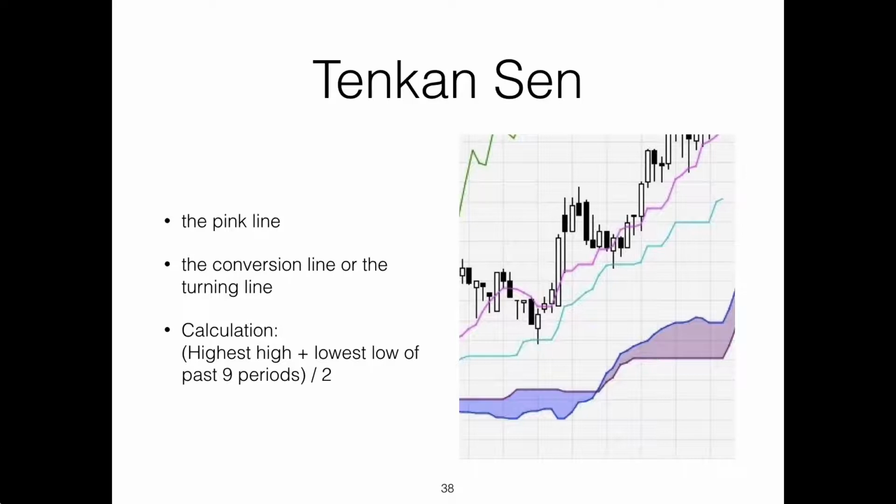The Tenkan-sen line is the pink line in the make trade charts. Note that these lines may have different colors in other charts. What we will use for this webinar are the charts from make trade. The Tenkan-sen is the pink line. It is the conversion line or the turning line. It is calculated by taking the highest high plus the lowest low of the past 9 periods divided by 2.